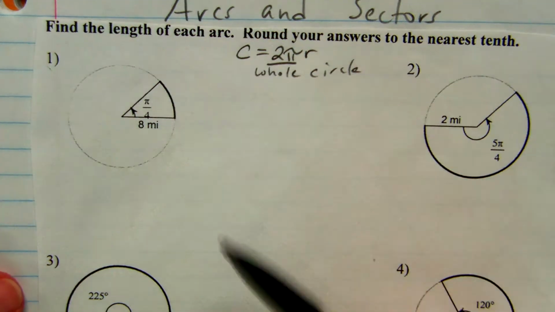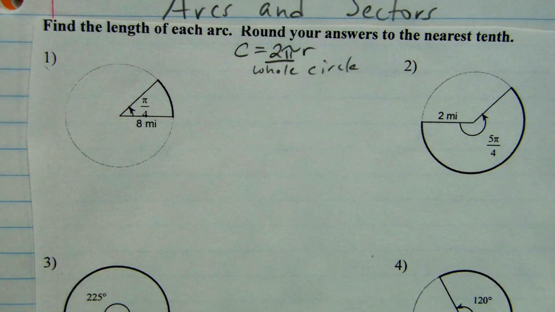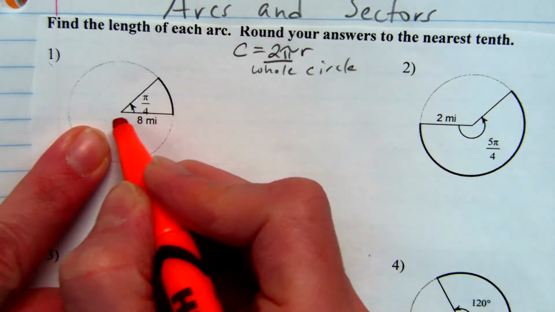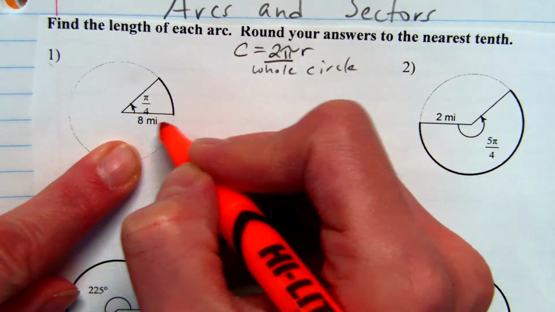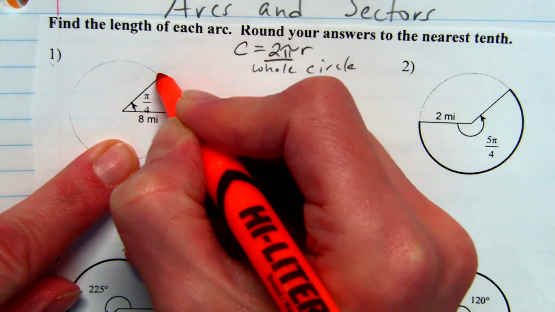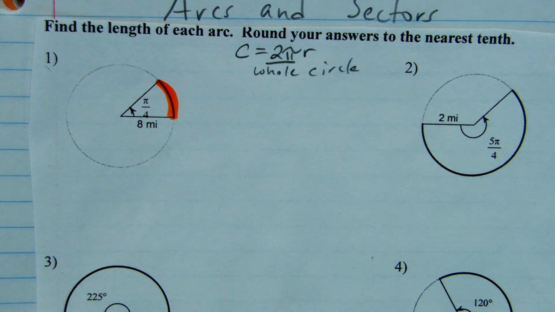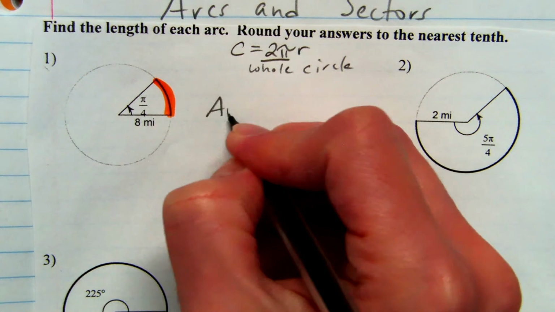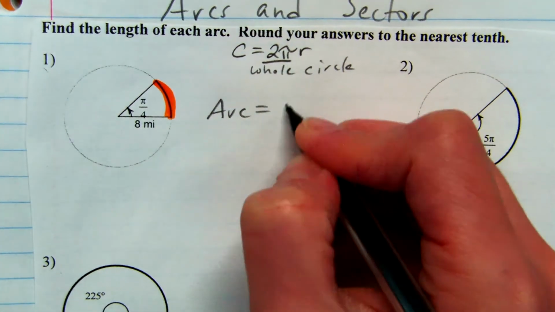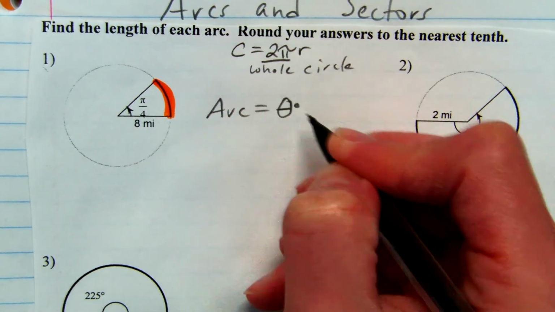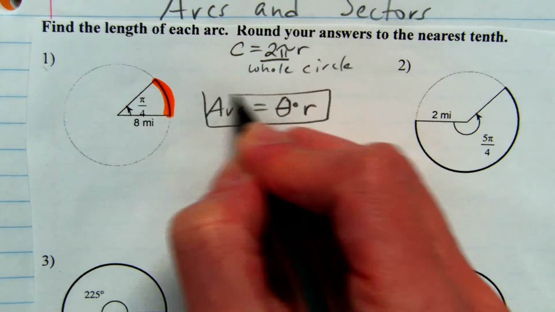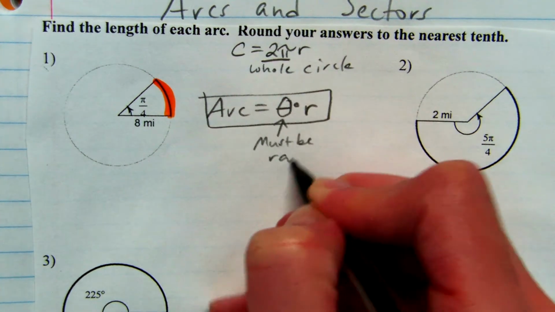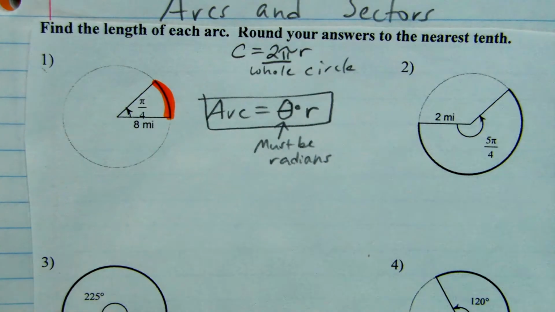So I want to explain what this is asking. It says find the length of each arc, round your answers to the nearest tenth. So here's the angle, pi over 4, and the radius is 8 miles, and they want to know what this round distance is, that arc along the side. So basically what you do is the arc length is the angle, and we call that theta, times the radius. And theta must be radians, which is why radians exist, pretty much.